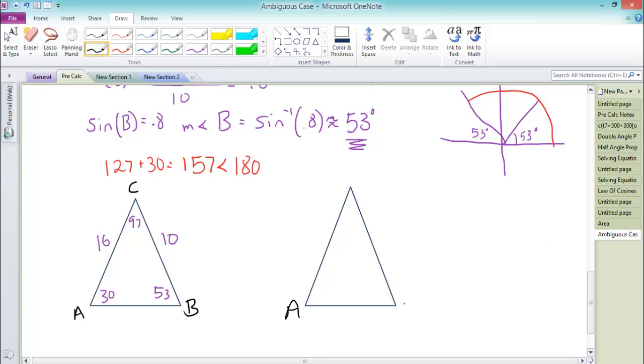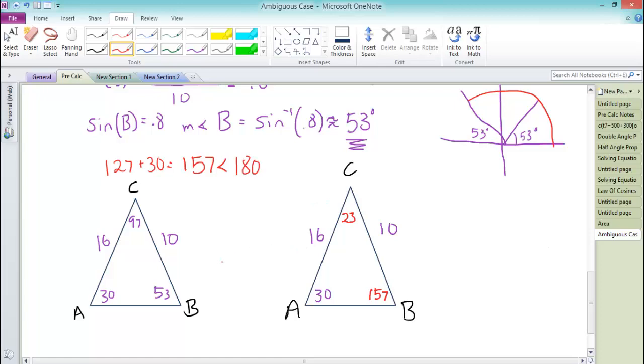Label A, B, C. Okay, now we were given A as 30, side B is 16, side C is 10. Okay, but this time we solved that angle B was 127. This is 127, which would leave C to be 23.